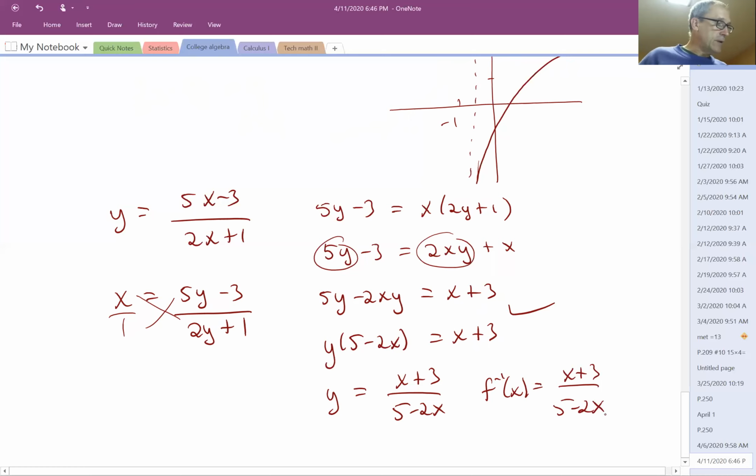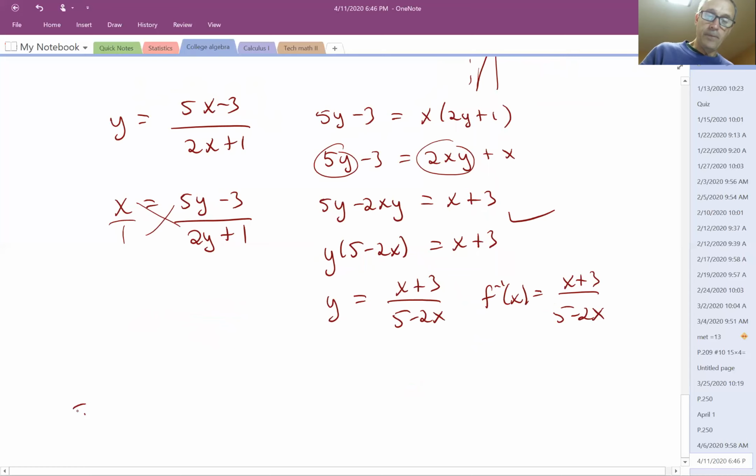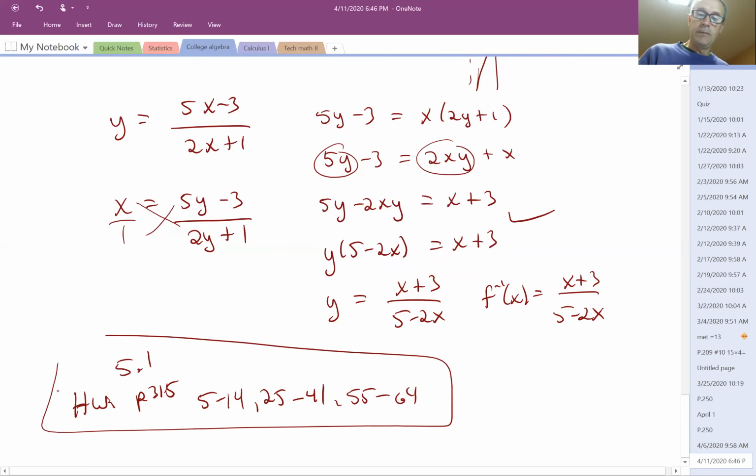So the homework for this set starts on page 315, 5 through 10, 5 through 14, 25 through 41, 55 through 64. Okay, this is all section 5.1. All right, there's more coming here.